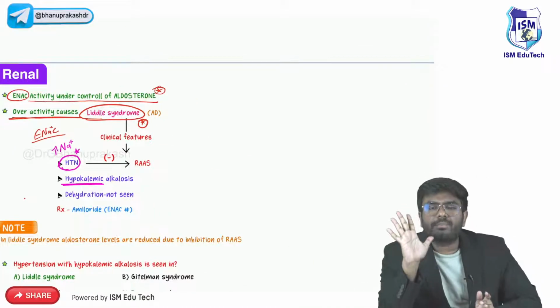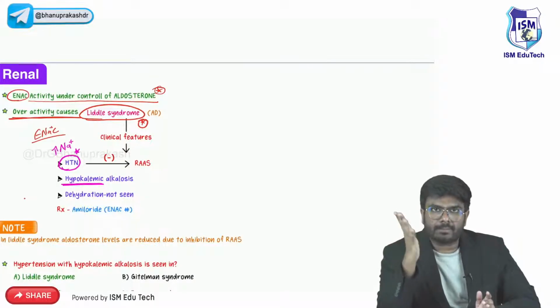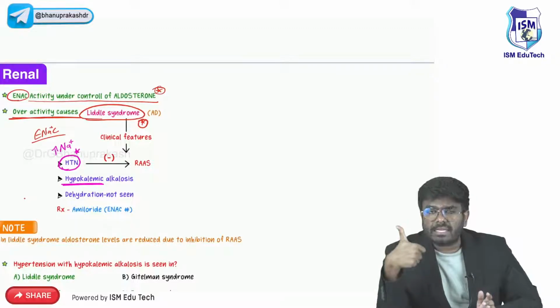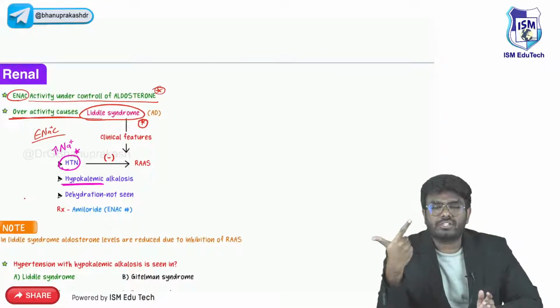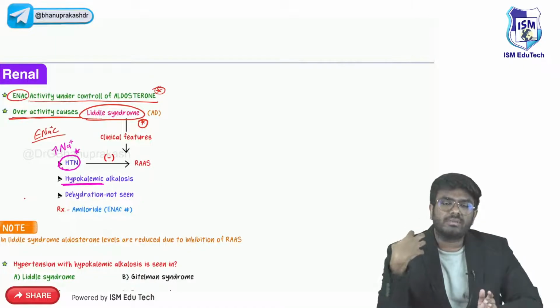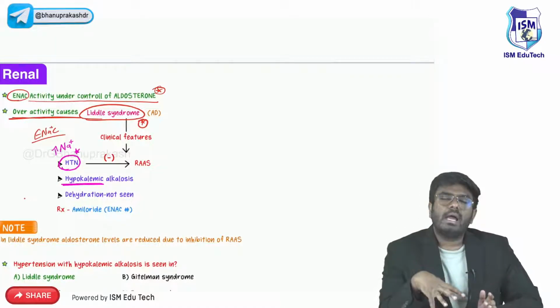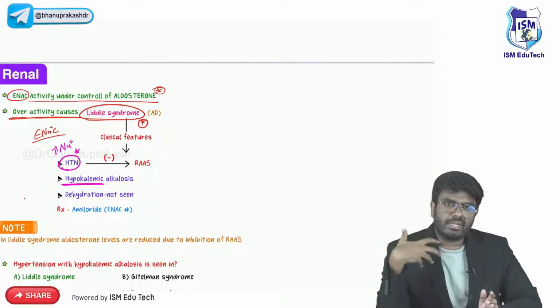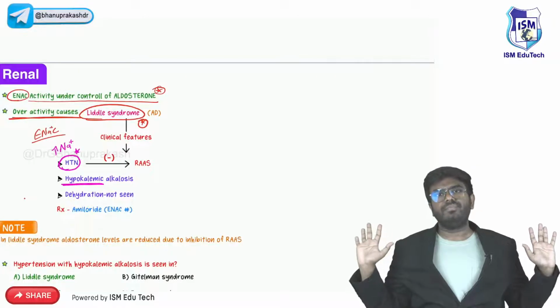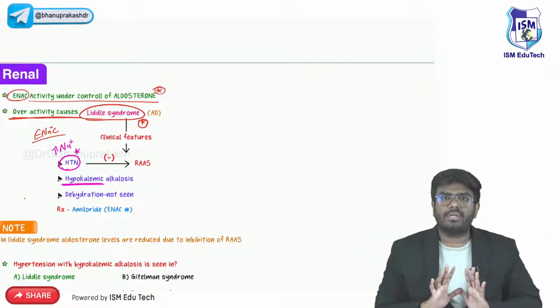So Liddle syndrome simply means epithelial sodium channels are overacting, so they are reabsorbing more sodium. There is hypernatremia in the body as well as hypertension. There is also hypokalemia; the potassium levels in the body are going down. The patient will also have metabolic alkalosis. Just by heart, that's more than enough. With this, Liddle syndrome is also completed.